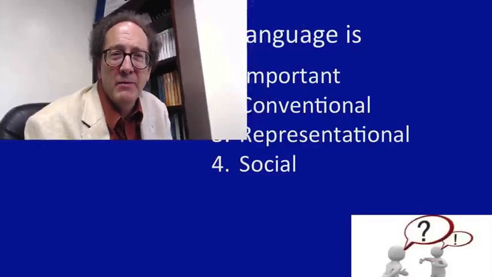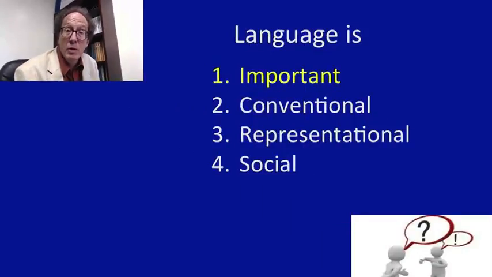So, we can understand humans and arguments better if we understand language better. Now, I can't tell you everything that needs to be said about language. You'd need to take a linguistics course for that, and I recommend that you try one, because it's very interesting. But here, I'm only going to be able to make four basic points about language. First of all, language is important. Second, it's conventional. Third, it's representational. And fourth, it's social. That should at least get us going in understanding what arguments are made of.